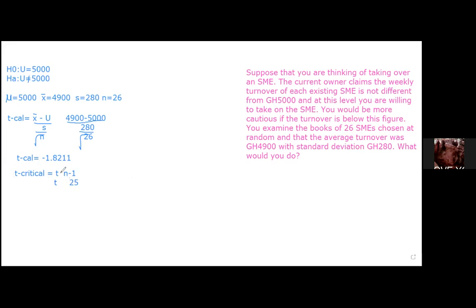So this is T alpha, N minus one, so T 0.05, 25. We'll go and read this from the table.